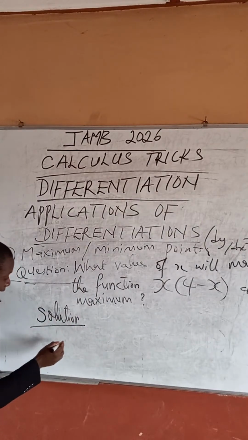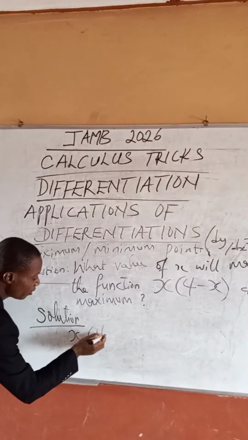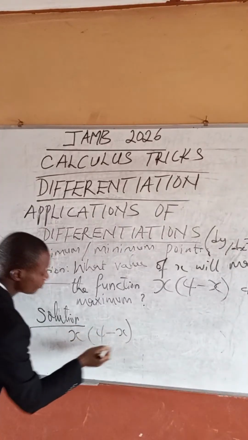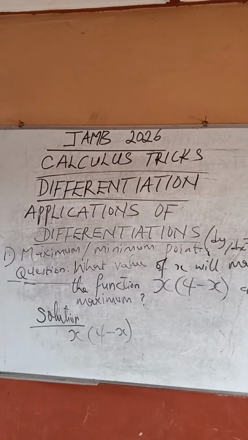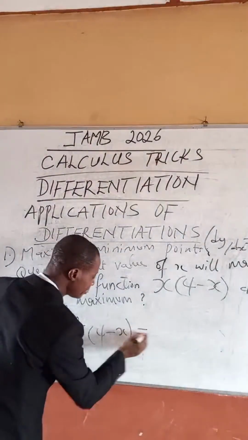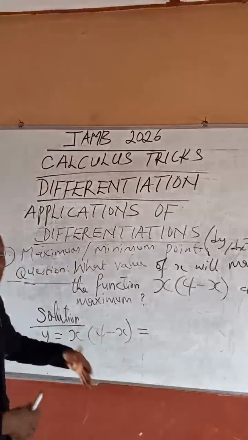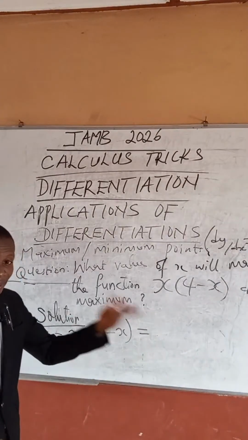So we have x, open bracket 4 minus x. Let's say y is equal to this, so that we can get our dy/dx. So what is dy/dx? We can open the brackets. Don't use the product rule here because it's a waste of time. Just open the bracket and let's solve it together.